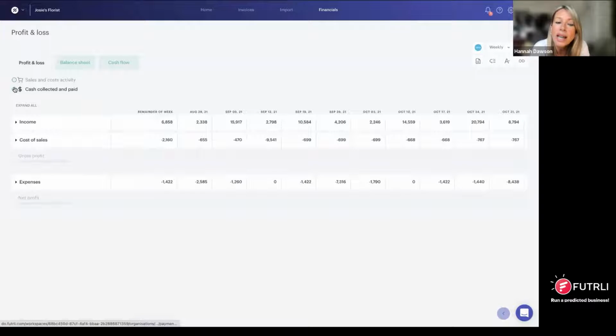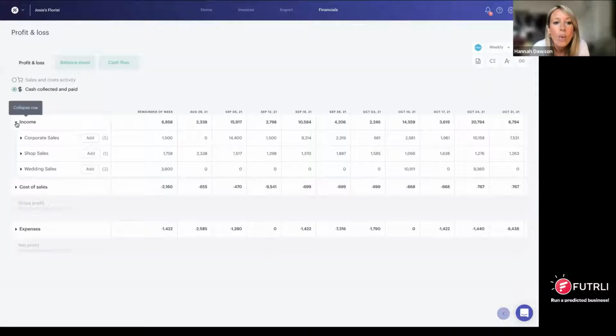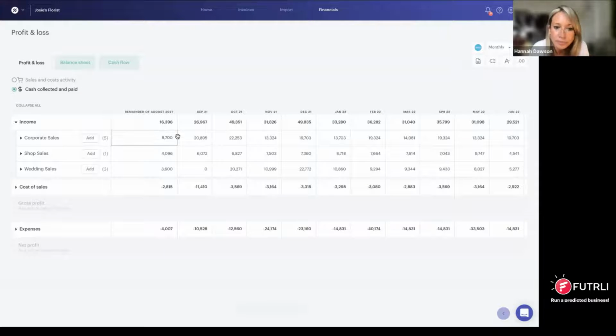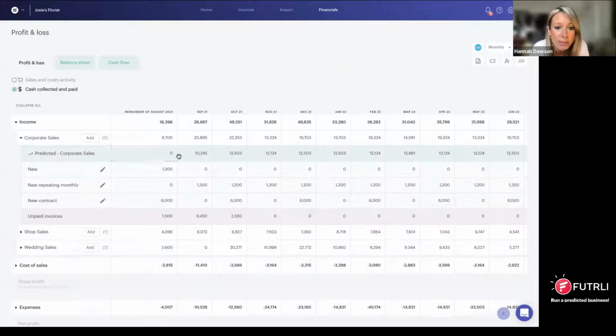There's also a cash view, so the cash impact view. So when's the activity, when's the invoices, for instance, from corporate sales going to actually hit your bank account? Now, I'm in a weekly view at the moment. I'm going to go into a monthly view, so it's just a bit more easy to digest. And we've got all of that information there.